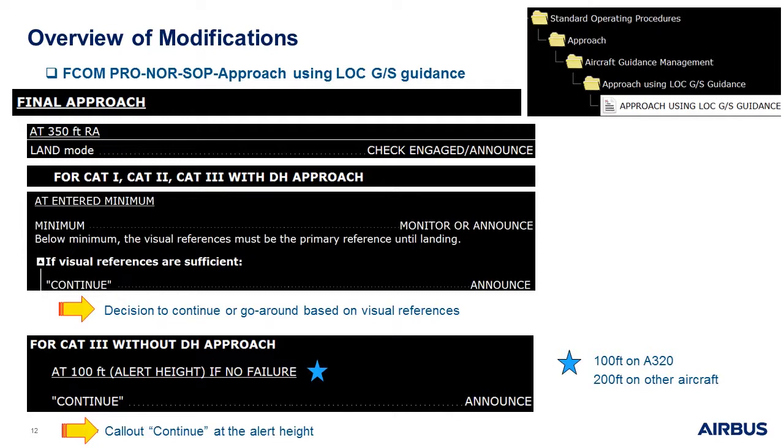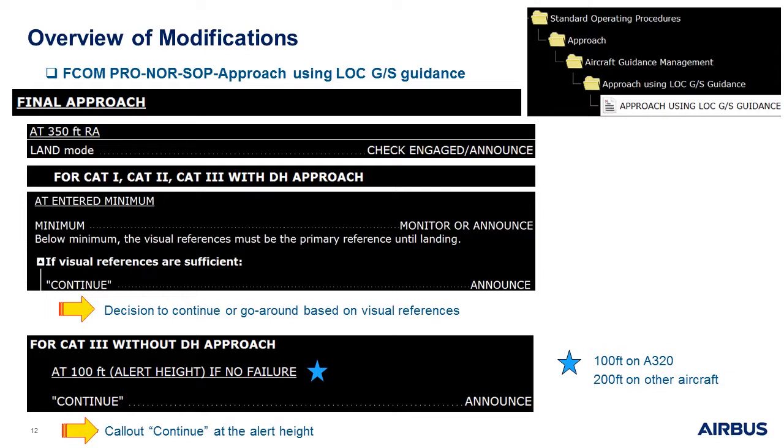But for CAT3 without DH approaches, the callout continue is not based on visual references, but it is based on the alert height. So when you fly a CAT3 without DH approach, you will have to call continue at the alert height, which is 100 feet for A320 and 200 feet on other aircraft.